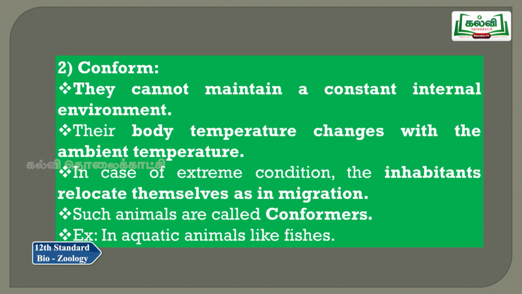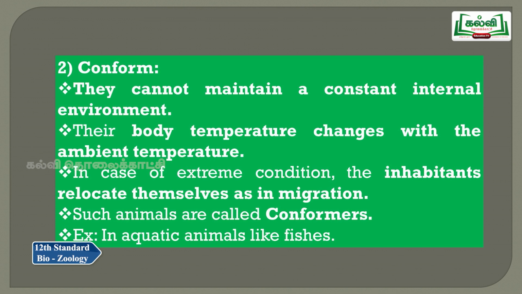The second one is conform, that is, they cannot maintain a constant internal environment. That means they can't always be warm enough, or always be cold enough, so their body temperature will be constantly changing according to the ambient temperature. Ambient means the surrounding temperature. So according to that, the condition in its body also changes. In case of extreme conditions, the inhabitants relocate themselves as a migration. Such animals are called conformers. An example is aquatic animals like fishes.